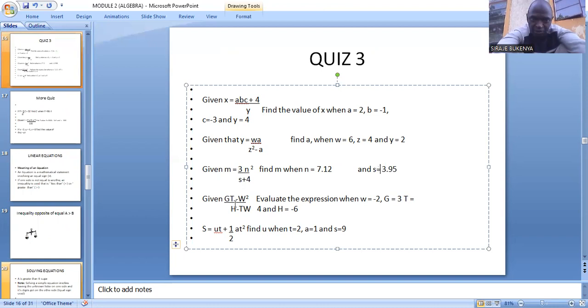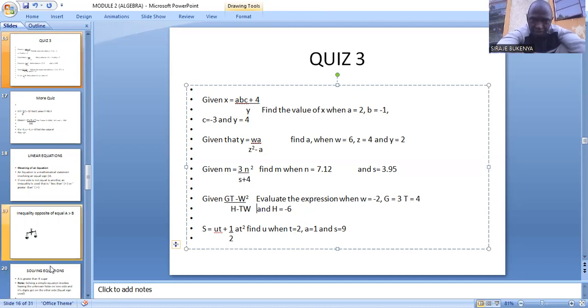You're given dt minus w square over h minus tw. Evaluate the expression in m. w is equal to -2, b is equal to 3, t is equal to, I think the value here is supposed to be 4, and then h is equal to -6. s is equal to ut plus a half at square. Find u when t is equal to 2, a is equal to 1, and s is equal to 9.